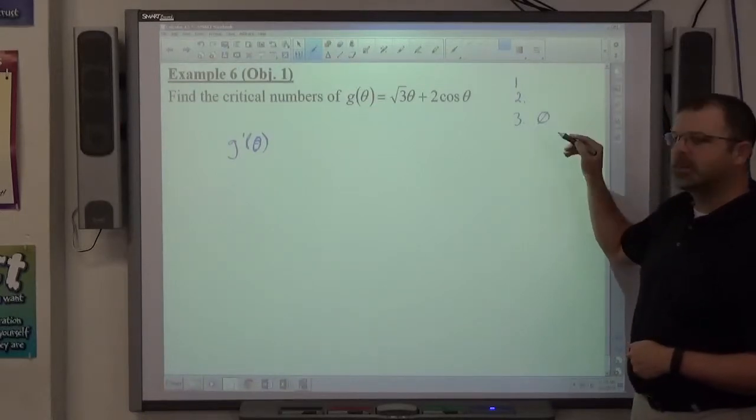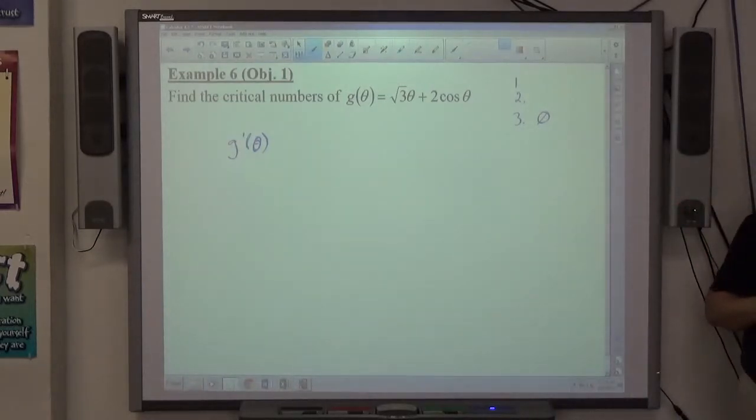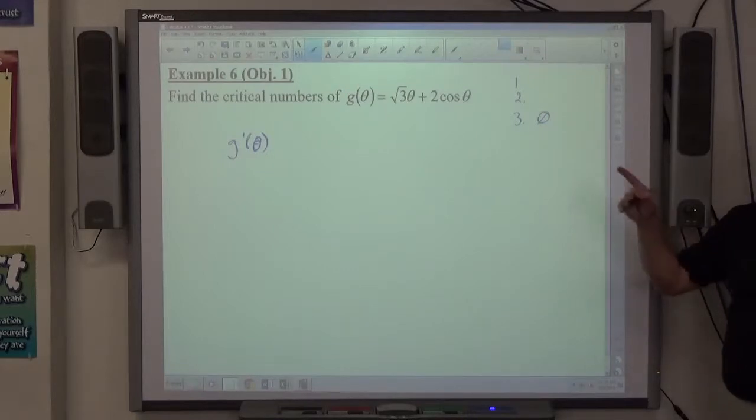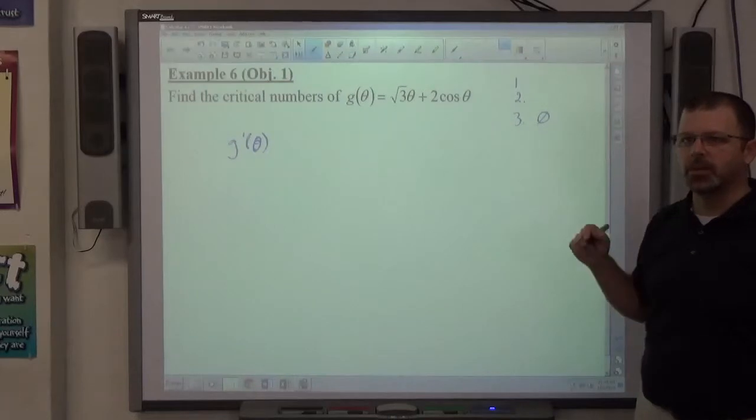Empty set because there is no interval. If there's no interval, then there's no number 3. As soon as there's no interval, number 3 is right out. If there is an interval, put the endpoints of the interval as 3. From theta equals 0 to pi, 3 is theta equals 0 and pi. So whatever the interval is, that is what 3 is.